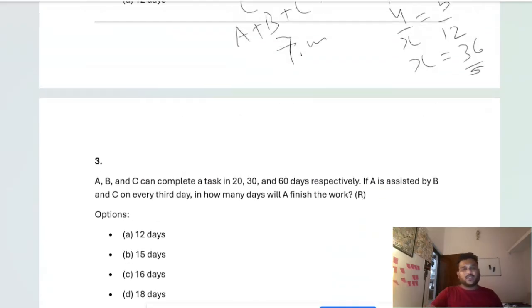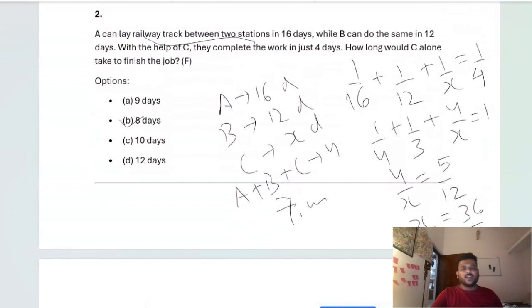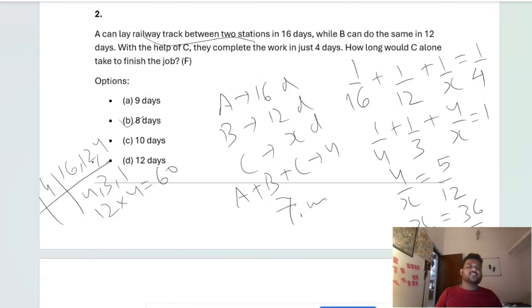We can do the same question by taking an LCM of 16, 12, and 4. So let me show you one more way of doing this question. You can pick whatever way works for you, but just for understanding, 16, 12, and 4, if I take the LCM, how much will be the LCM? 4, 4, 3, and 1. So 12 into 4 or 48. So if we say that 48 units is the total amount of work, 16 will be the LCM.